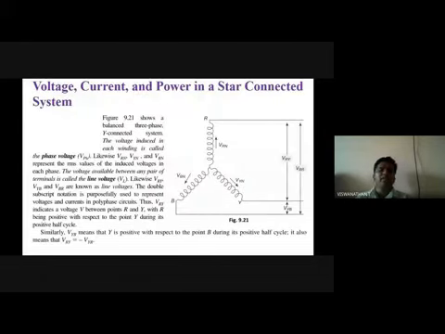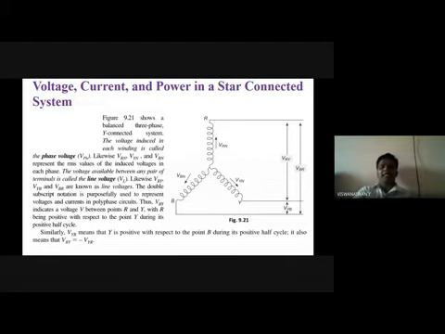First we discuss the voltage, current, and power in a star-connected system. As I mentioned earlier, here we consider only VR and VY. The phase voltages are with respect to the neutral, VN. The line voltages are with respect to R and Y. So the relationship between line voltages and phase voltages is different.